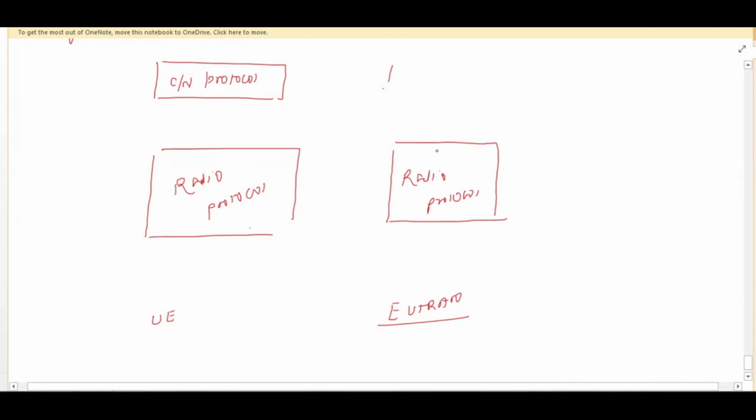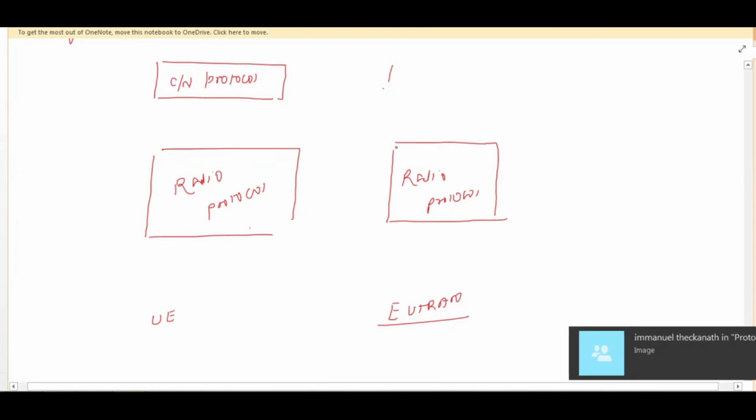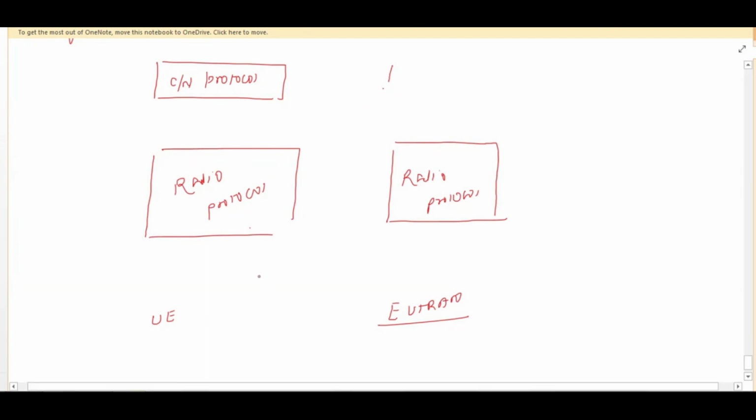EUTRAN will not have the core network protocol. Why? Because the mobile core network protocol is used to communicate with the core network, meaning the EPC. In the EPC, the entity with which it will exchange signals is the MME. So the mobile radio protocol communicates with the EUTRAN radio protocol, the same one.